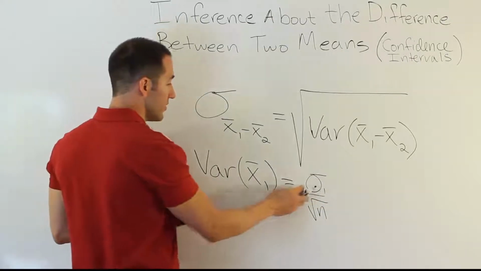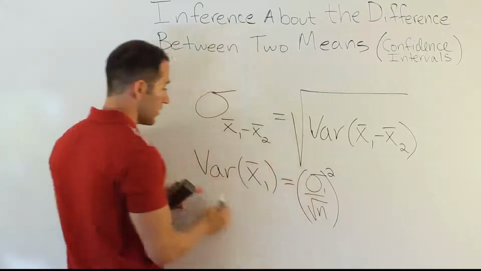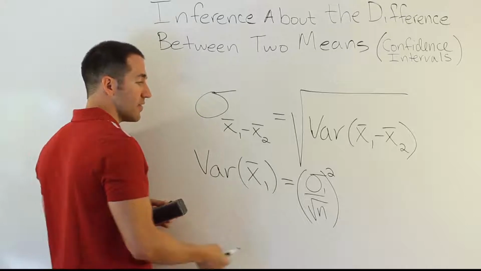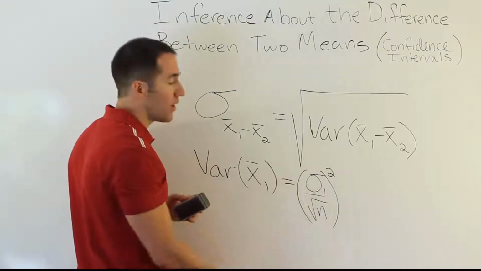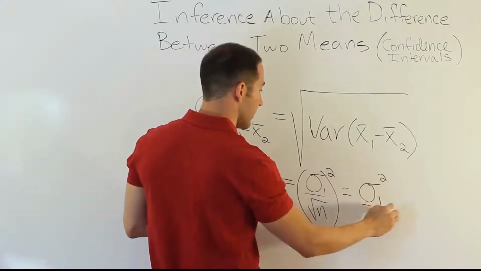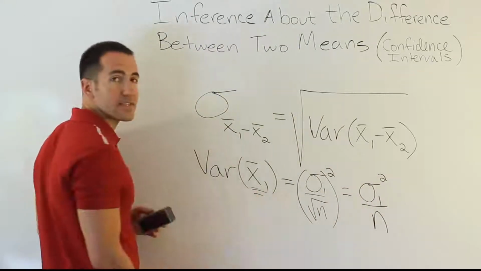This is true, but if you square this, because we're dealing with the variance and not the standard deviation. Again, we would have learned that the standard deviation was sigma over the square root of n. To get the variance, we just square that quantity. So of course that becomes sigma 1 squared over n. So we do know the variance of x bar 1 because of the central limit theorem.